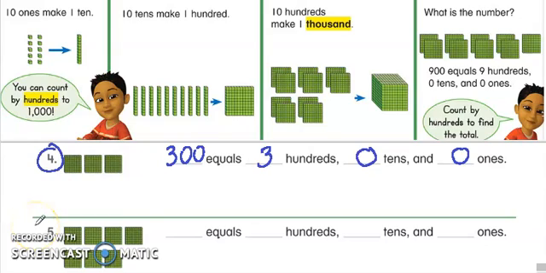So let's see. How many hundreds? What is the equal amount here? So let's count by hundreds. 100, 200, 300, 400, 500, 600, 700. So that's what I'm going to write here. How many hundreds do I see, or how many flats? 1, 2, 3, 4, 5, 6, 7 flats, or 700s.